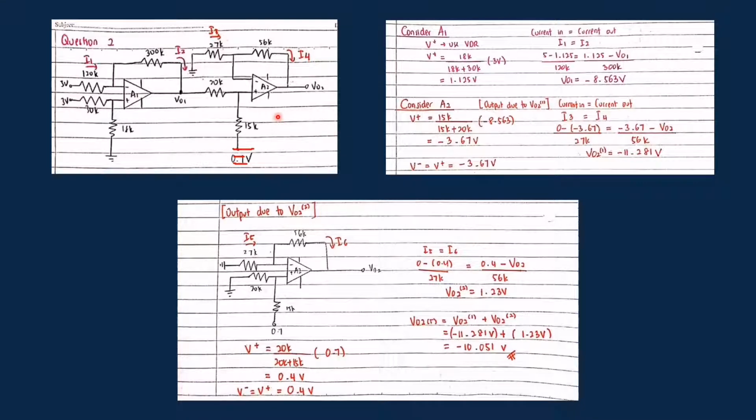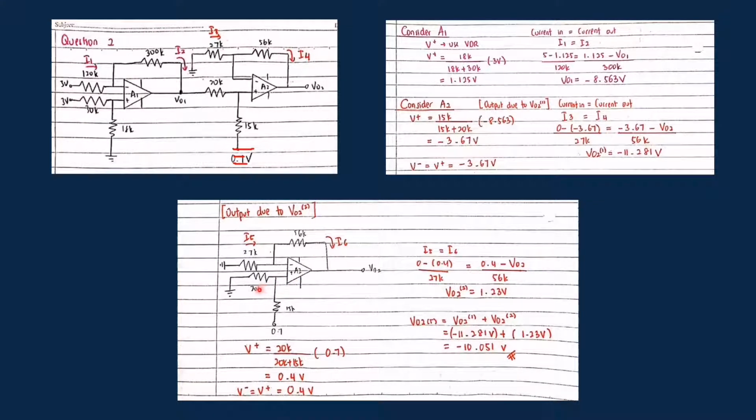Alright, so V negative equals V plus, which is negative 3.6 volt. And then I use the current in and current out to find the VO2, but this is VO21. So I substitute all the values and get VO21 equals negative 11.281 volt. Right, so the second consideration is the output due to VO22.